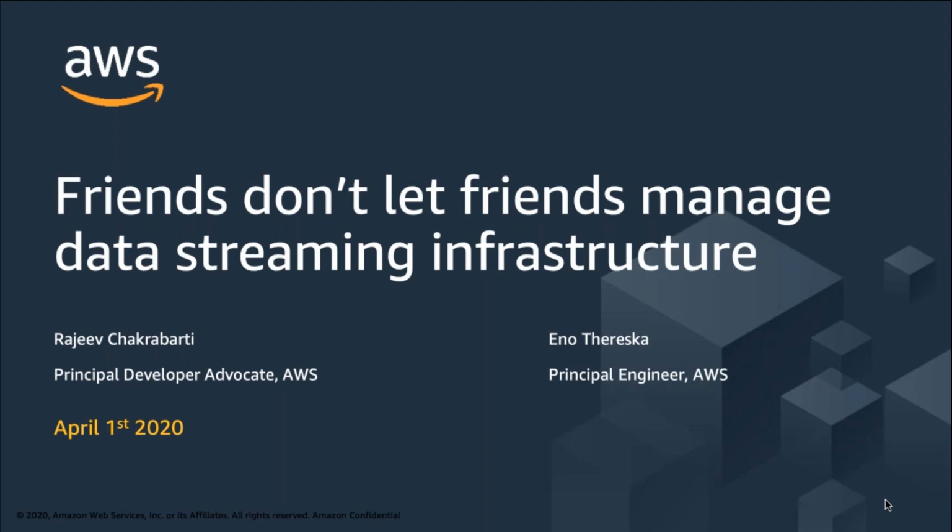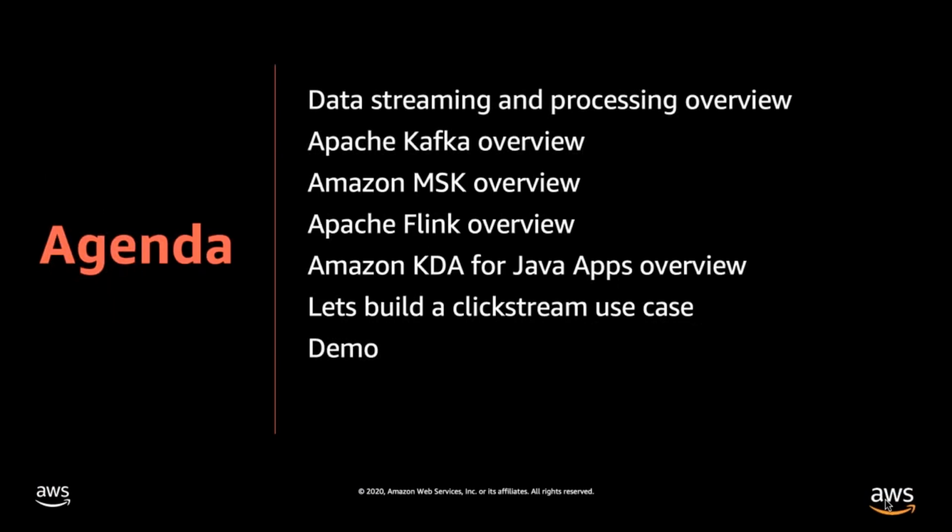Today we'll talk about how AWS makes data streaming easy for you. So first, we'll give an overview of what data streaming is. The focus of the talk is going to be two exciting open source projects, Apache Kafka and Apache Flink. They are key components of a modern streaming pipeline. We'll talk briefly about what they are, what they can do for you, and how we in AWS make it easy to run them. And of course, we'll have a demo towards the end.